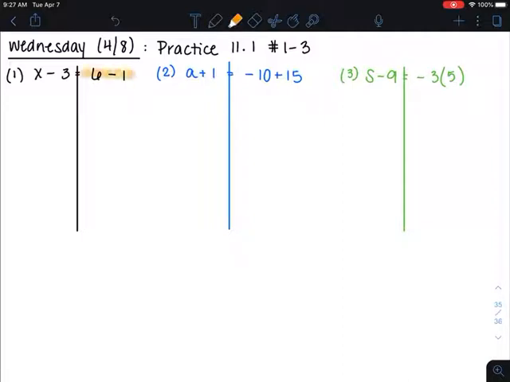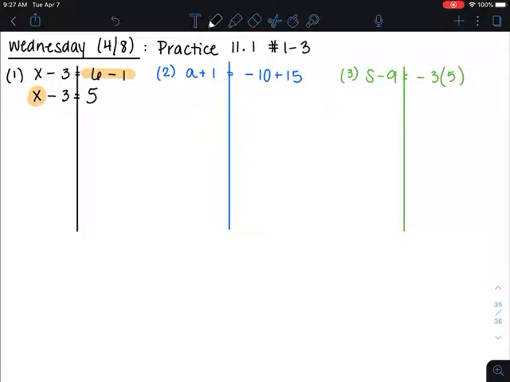Number 1 we have x minus 3 equals 6 minus 1. Well, first and foremost, there's no variables on this side. We have just 6 minus 1, and what is 6 minus 1? It's 5. So I can now say that x minus 3 is equal to 5. We can simplify these two because there's no variable with it. They're like terms, they're both just constants. So 6 minus 1, we can say is 5.